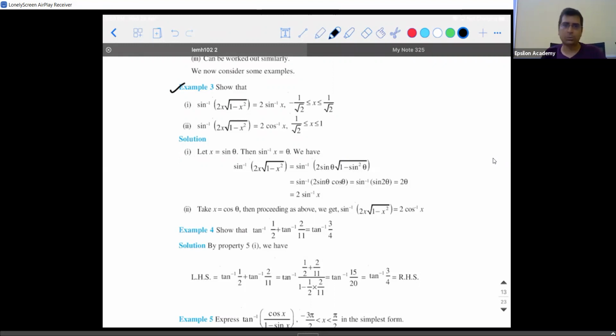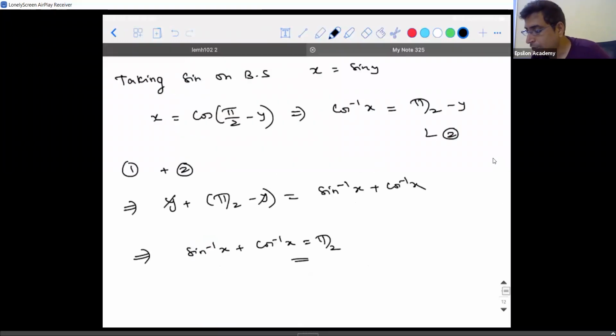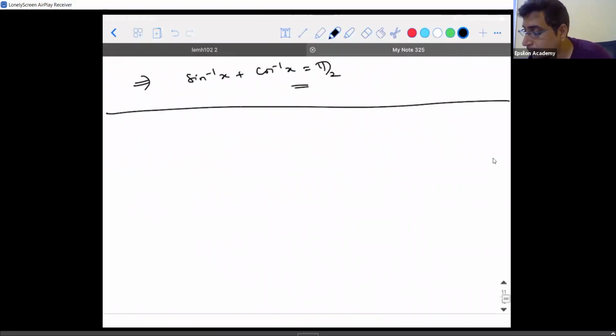Okay, let's not worry about it at all. They have given the domain. They didn't ask us to find it. Our job is only to prove that this is equal to 2 sin inverse x. Okay, let's write down the question. Can someone read it?